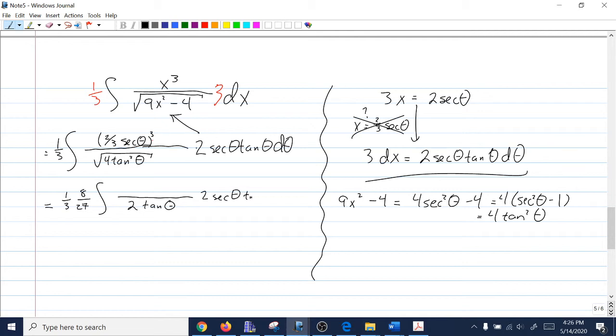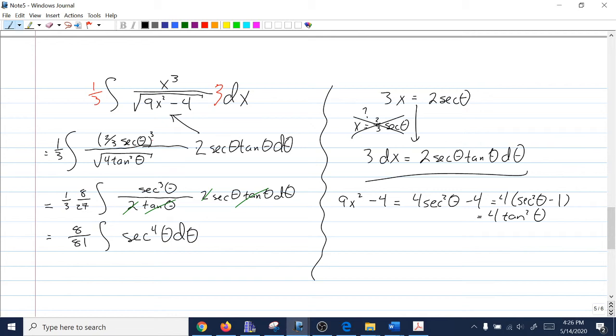Secant theta, tangent theta, d theta. This thing on top is secant cubed theta. And I did the 2/3 part. Have I got everything? Yeah, I think this is everything. These 2's cancel. One of the tangents cancels. I'm left with secant to the 4th. I got 8/81 integral secant to the 4th theta, d theta.